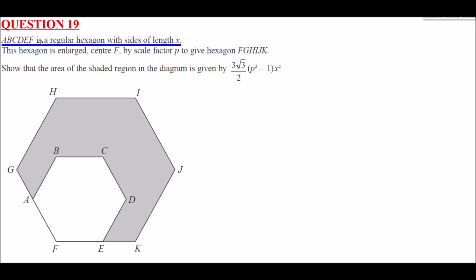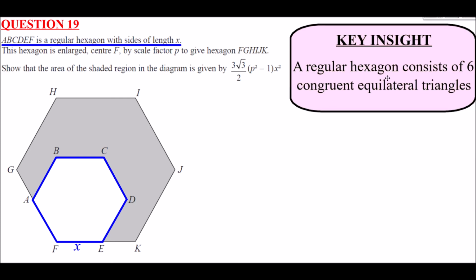First of all, it's a regular hexagon with sides of length x. So let's focus in on this smaller hexagon A, B, C, D, E, F. So I'm going to highlight this in a blue, and now we need to remember something really important here. So if you've got a hexagon, you need to think about how a hexagon can be made or considered. So any regular hexagon, you can think of that as consisting of 6 congruent equilateral triangles stuck together in the middle. What I mean is this.